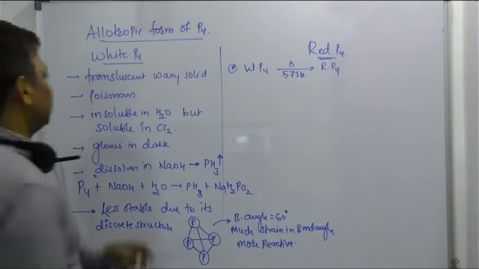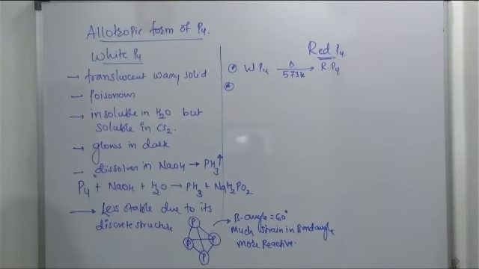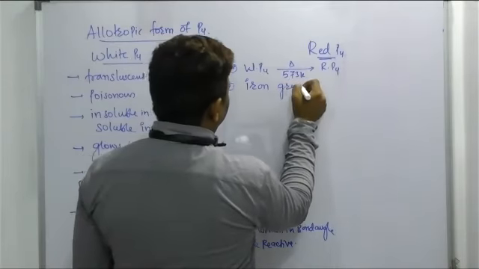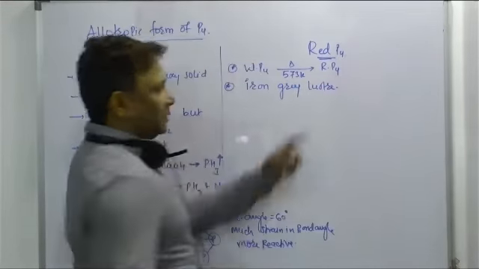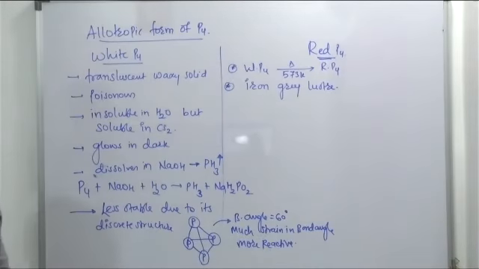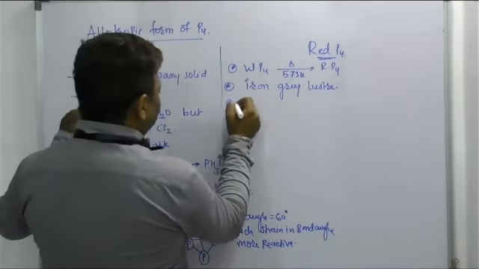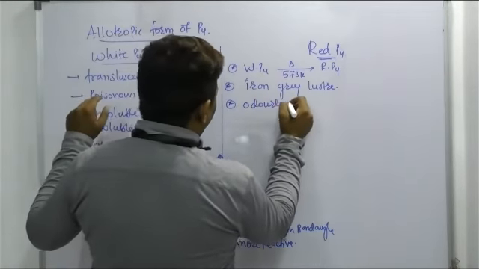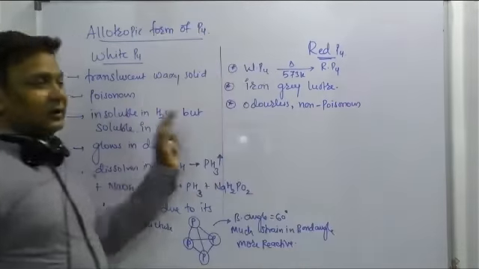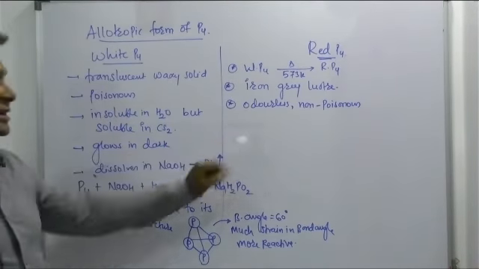How does it look? Red phosphorus has an iron gray luster. It is not a discrete molecule; it is a polymeric form. White phosphorus is poisonous, while red phosphorus is non-poisonous. I should write one more point: it is odorless and non-poisonous.